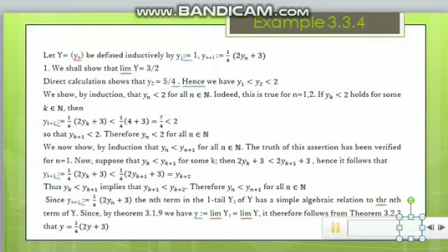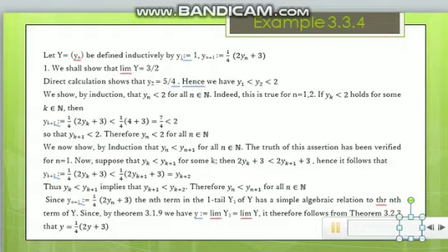Let Y equal Yn be defined inductively by Y1 equal to 1, Yn+1 equal to 1 over 4 times 2Yn plus 3. First, we shall show that the limit of Y equals 3 over 2. Direct calculation shows that Y2 equals 5 over 4. Hence, we have Y1 less than Y2, less than 2.